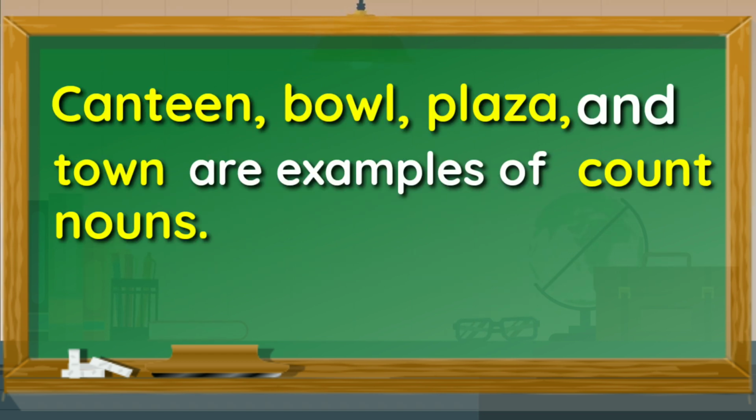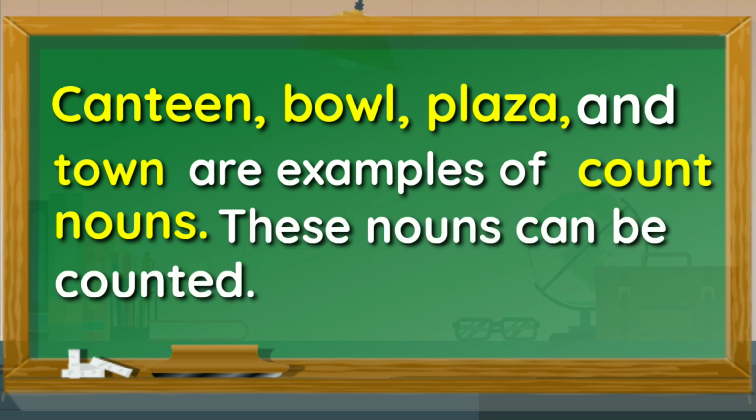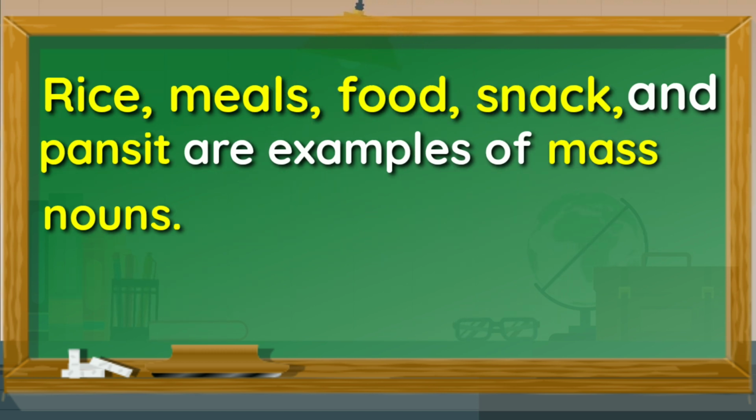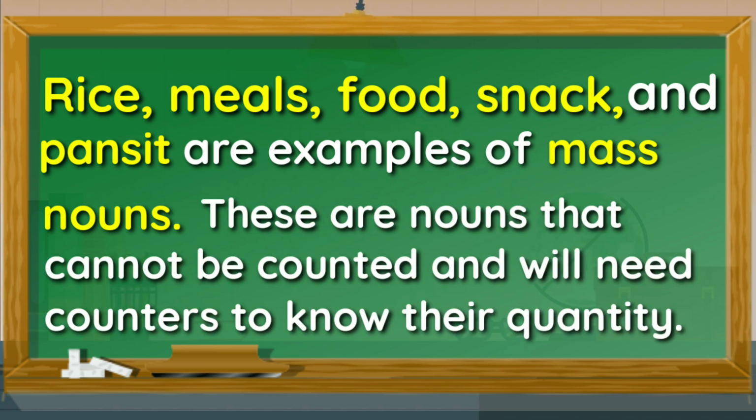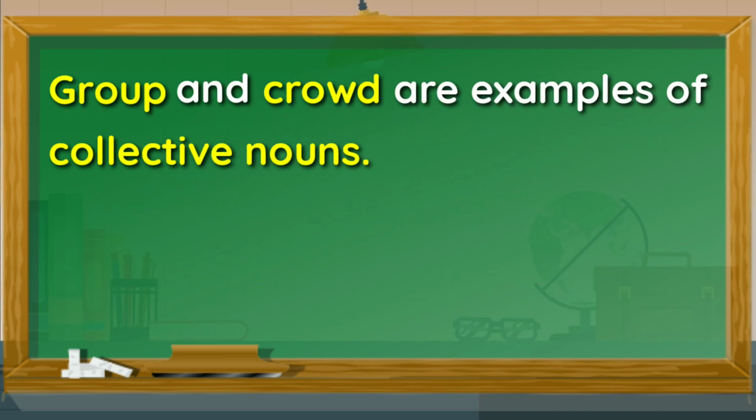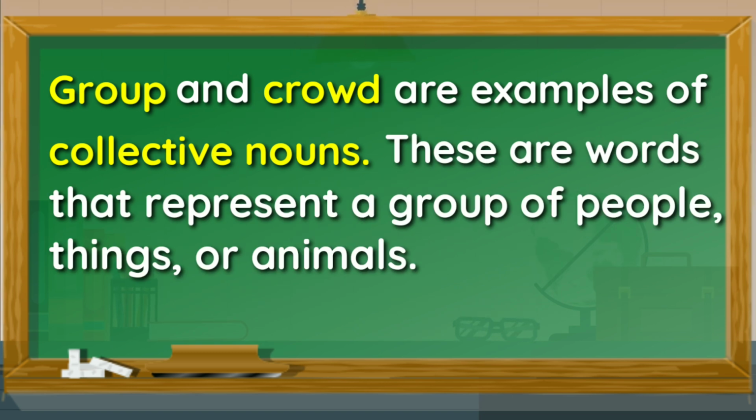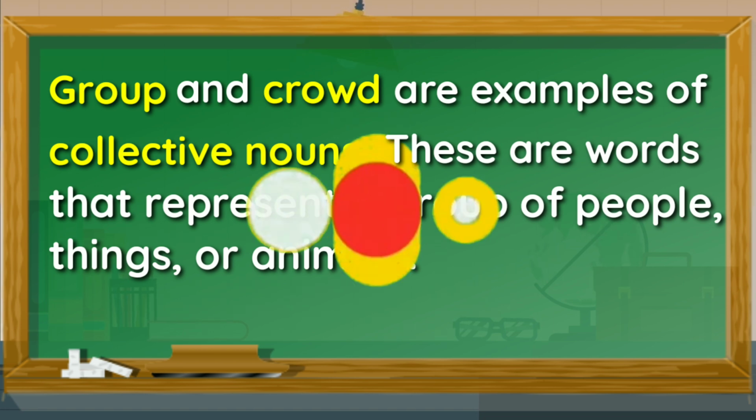Canteen, bowl, plaza, and town are examples of count nouns. These nouns can be counted. Rice, meals, food, snack, and pancit are examples of mass nouns. These are nouns that cannot be counted and will need counters to know their quantity. Group and crowd are examples of collective nouns. These are words that represent a group of people, things, or animals.